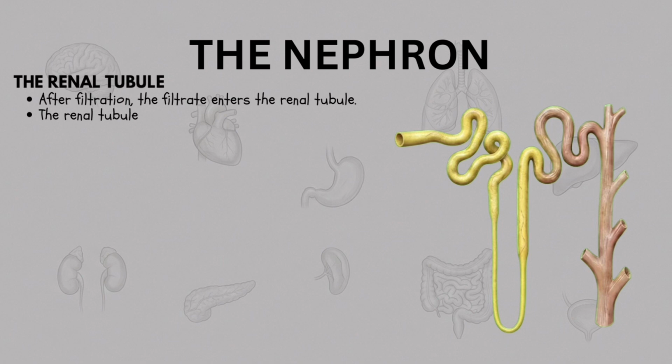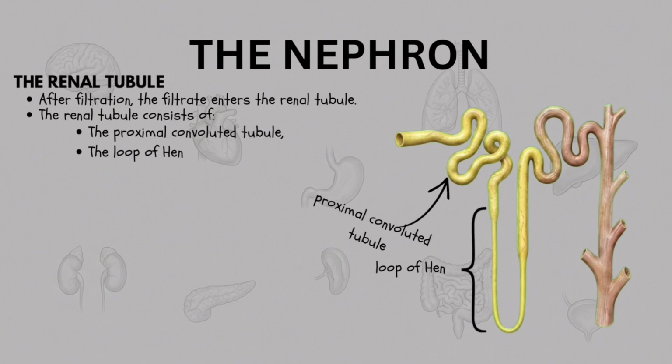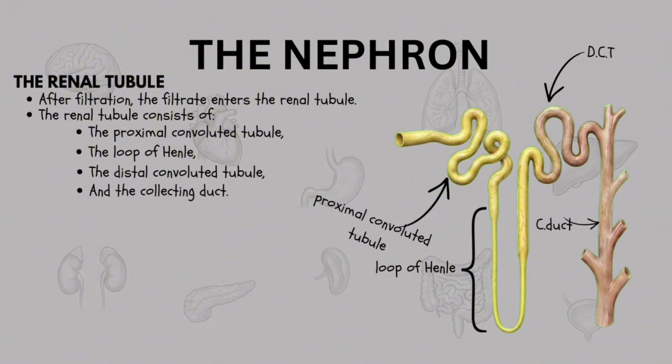Once filtration occurs, the filtrate enters the renal tubule. The renal tubule consists of the proximal convoluted tubule, the loop of Henle, the distal convoluted tubule, and the collecting duct. Let's discuss them one by one.